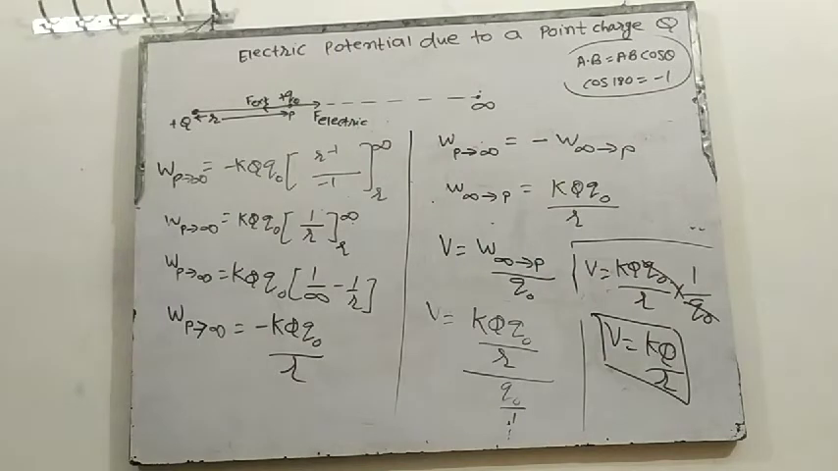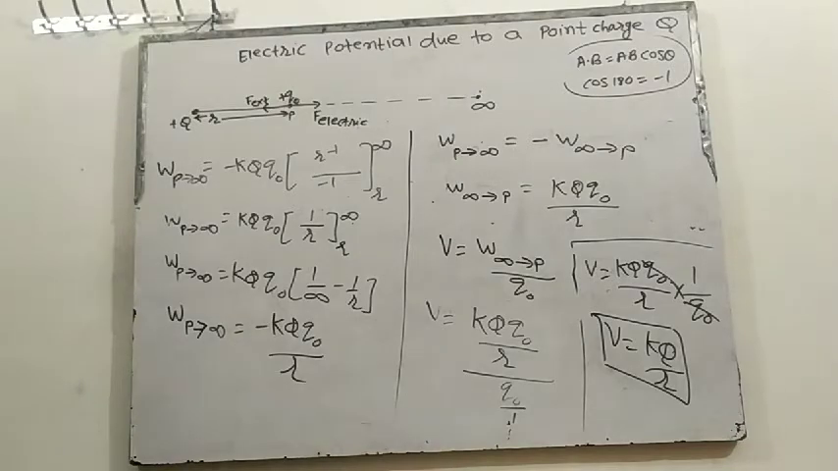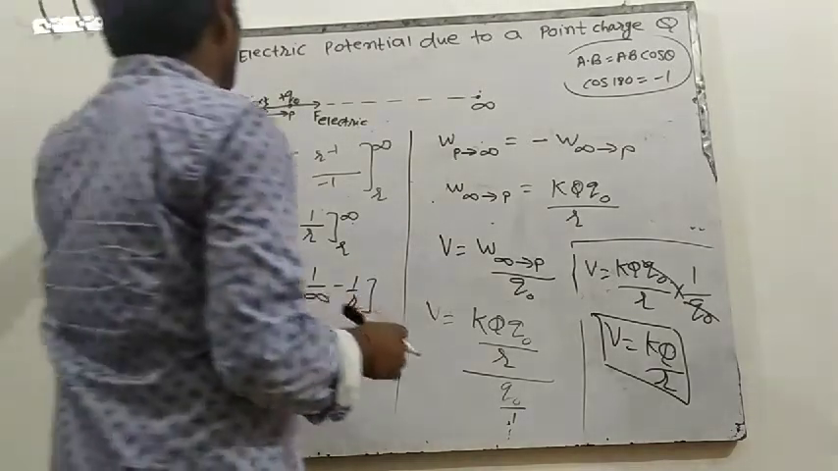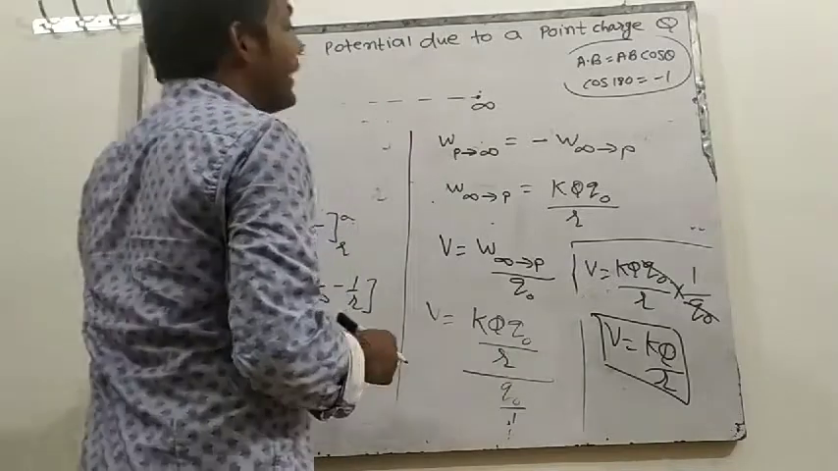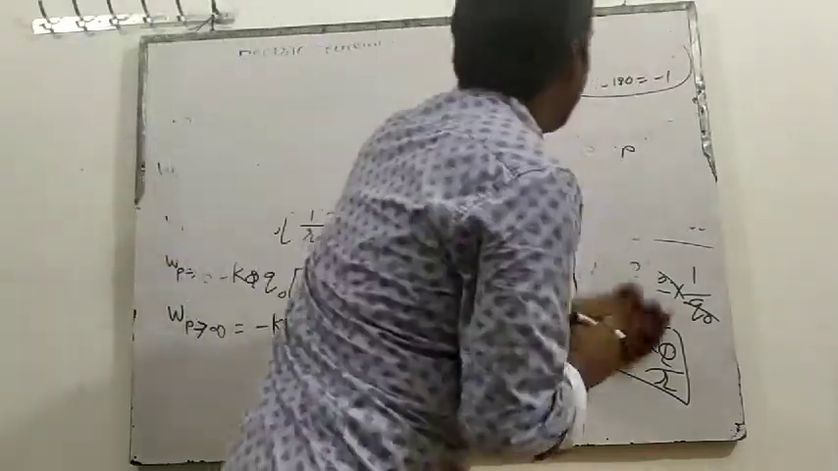Potential is a scalar quantity. Clear? If potential is a scalar quantity, then addition and subtraction will be very easy. How will we add and subtract?